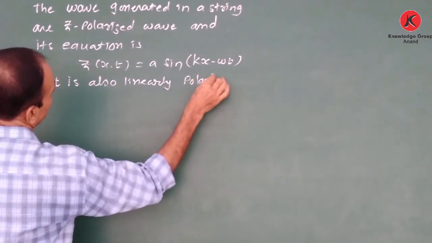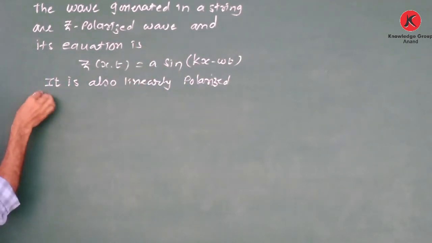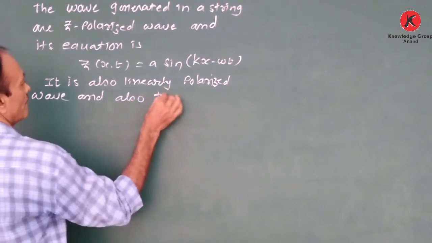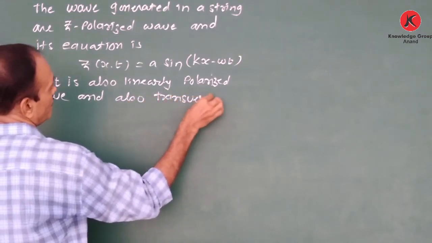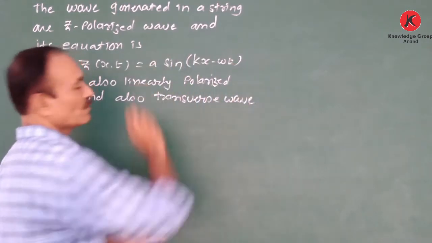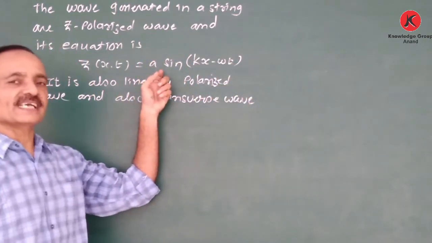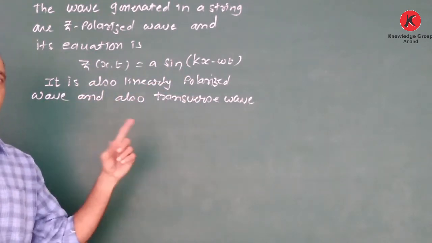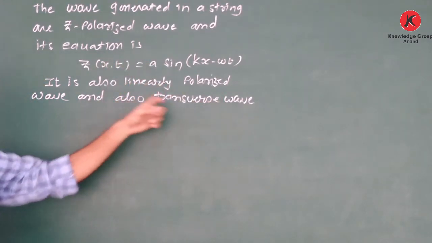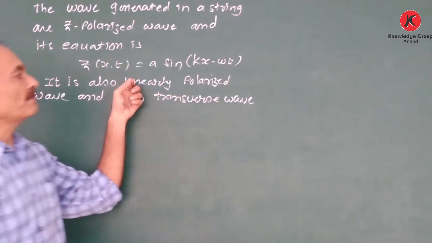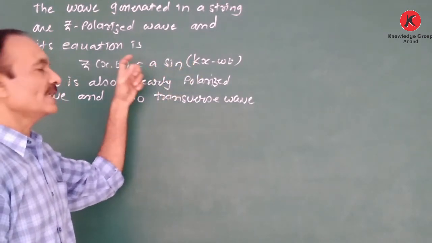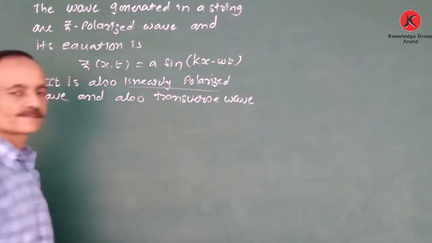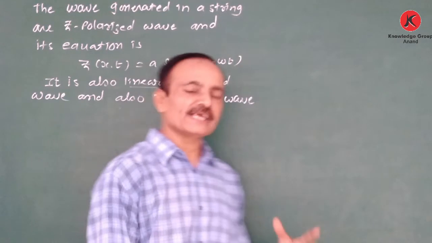Linearly polarized wave and also transverse wave. Because here also the wave is propagating in the x direction, but the oscillation takes place along the z direction. Therefore, it is also a transverse wave, and here the displacement of a particle of the string occurs only along the z direction. That means on a straight line. Therefore, it is the linearly polarized wave. Okay, so that is the beginning of the polarization.